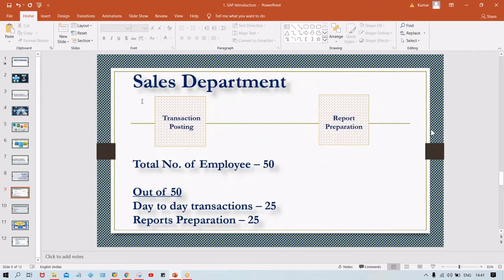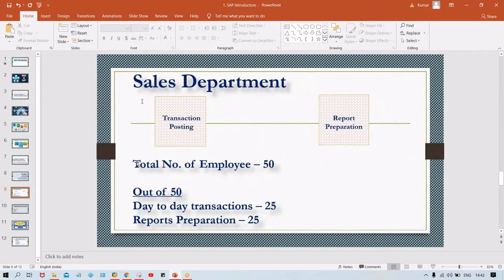So if they are not using any ERP and all the transactions are handled manually by Tata Motors, and I'm talking about sales department people, how many total employees are there, guys? The total number of employees is 50. Out of 50 employees, 25 people are involved in day-to-day transaction posting and the remaining 25 are involved in report preparation. I'll tell you guys, report preparation is also equally important. Why? Because the management of Tata Motors is very keen and eager to see the reports. Based on the reports only, they will be able to take upcoming actions, decisions, and all, right? So 25 people are involved in day-to-day transaction posting and the remaining 25 in report preparation.